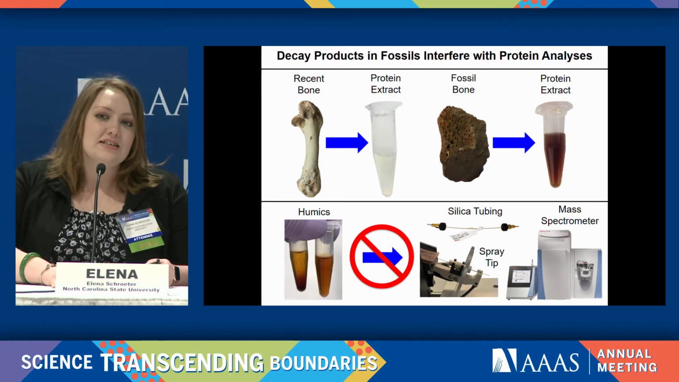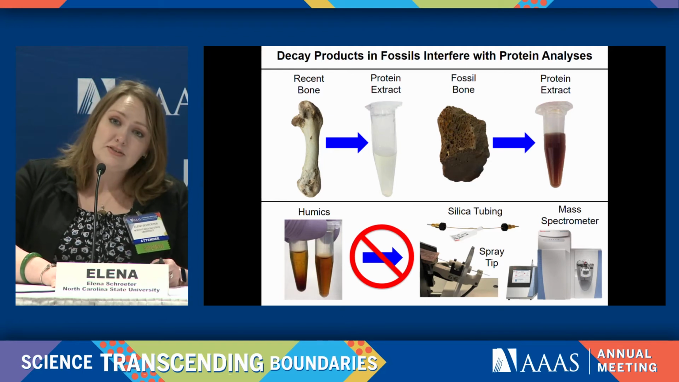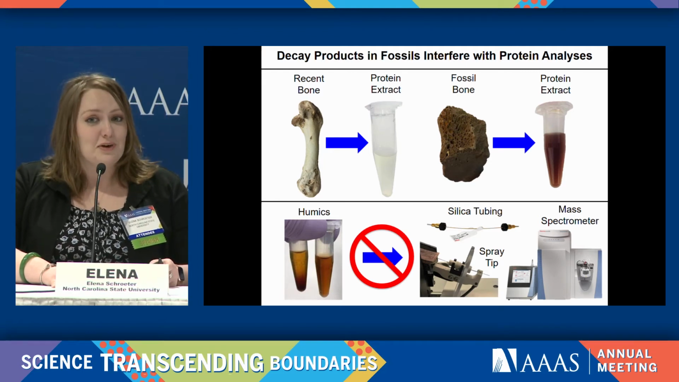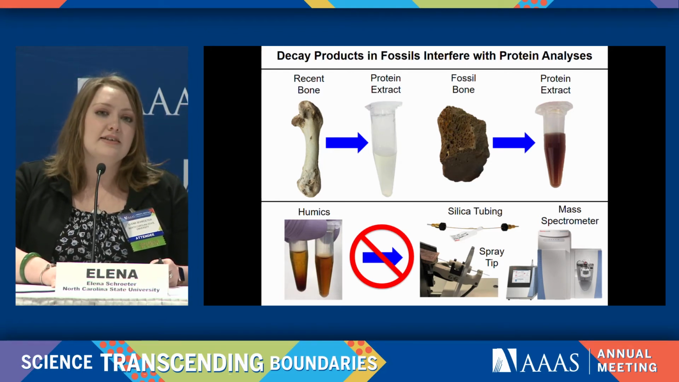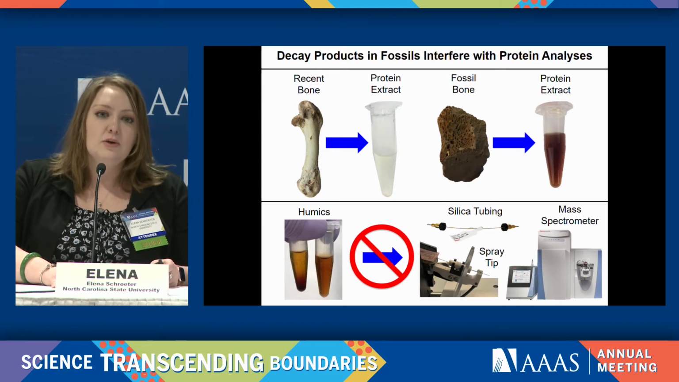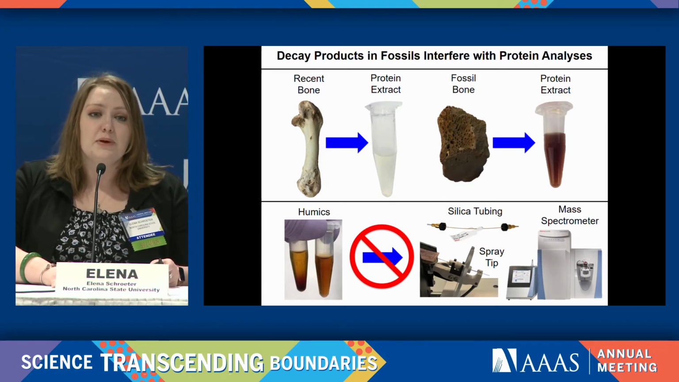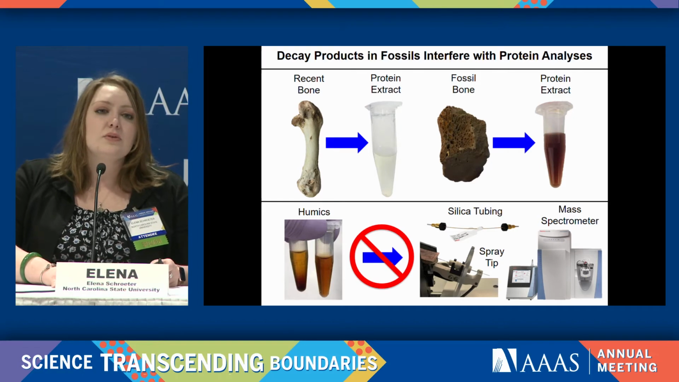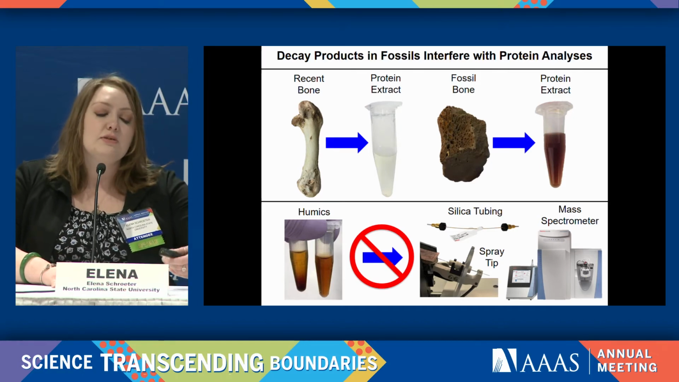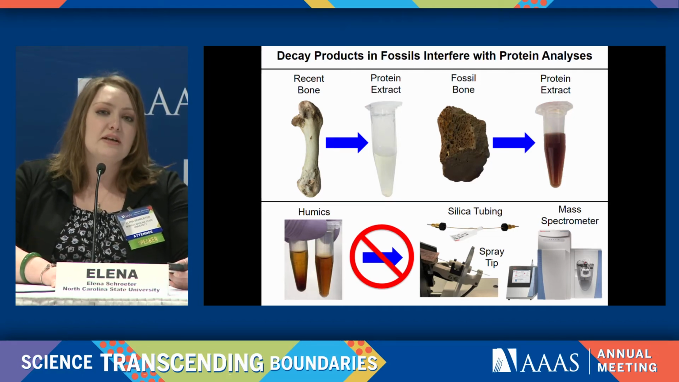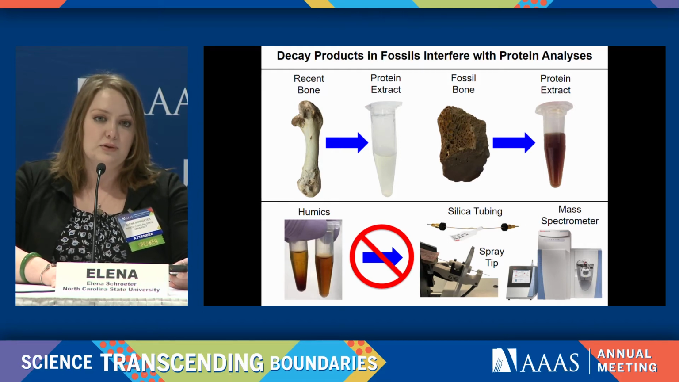Those humic substances in that extract can actually do things like clog your spray tips. It can break some of your spray tips, and it can suppress the ionization ability of your instrument, which is basically how the instrument is able to see protein sequences in the first place. So these substances, even if there's protein preserved in some of these fossils, the presence of these substances can interfere with the analysis of those proteins.